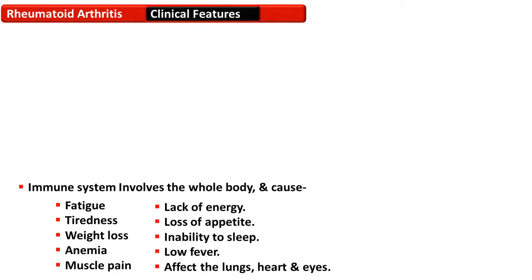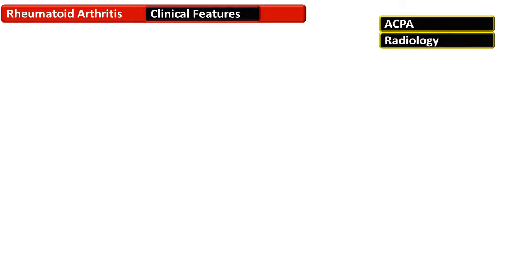There are many constitutional symptoms as the immune system involves the whole body, and the symptoms are fatigue, tiredness, weight loss, anemia, muscle pain, lack of energy, loss of appetite and inability to sleep, low fever, and lung, heart and eye problems. It is separated from other arthropathies by anti-citrullinated antibody positivity and characteristic radiological features.